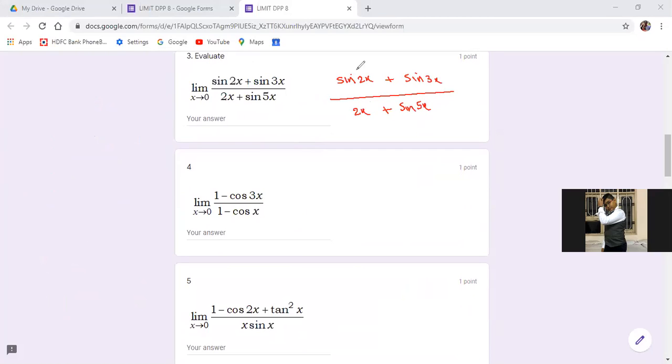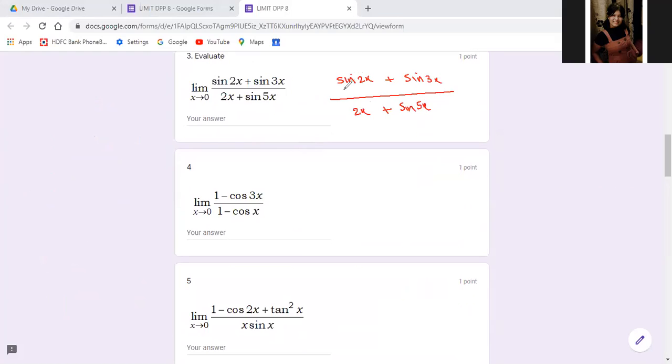Majority of you have done this correctly. So divide every term by x. Instead of saying numerator and denominator, you can say every term should be divided by x. Now this answer will be 2, this answer will be 3, this answer will be 2, and this answer will be 5. The answer is 5 by 7. Yes, your answer is 5 by 7.